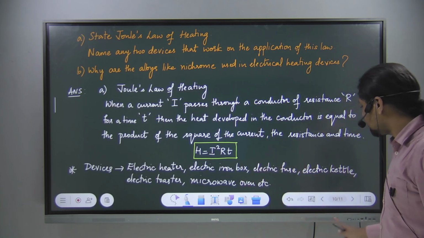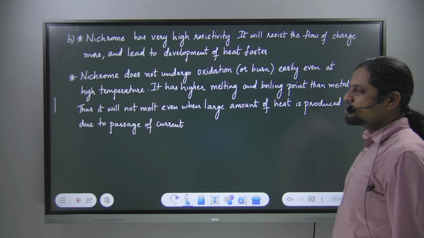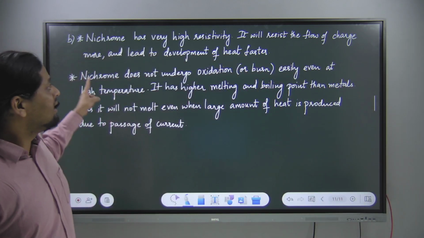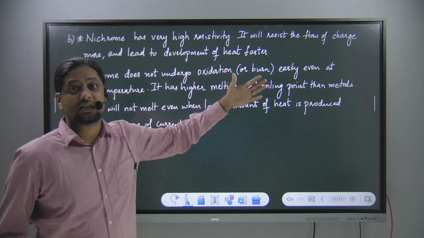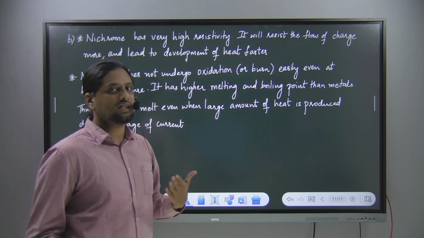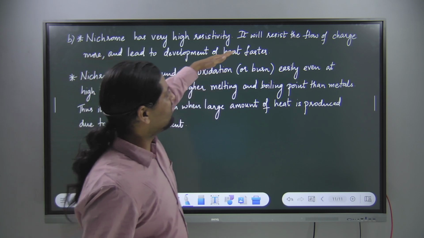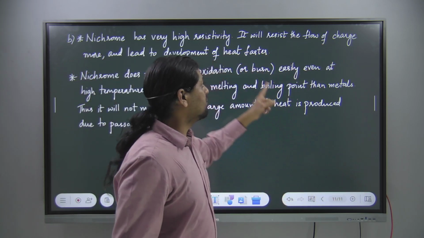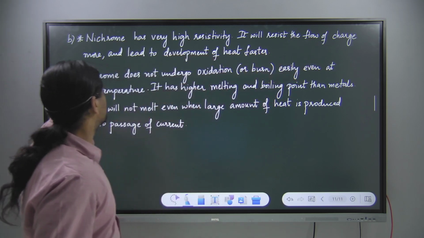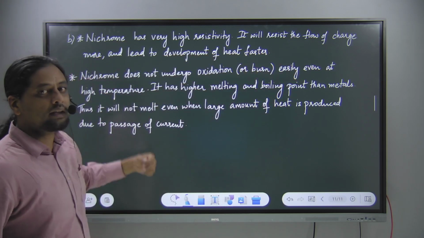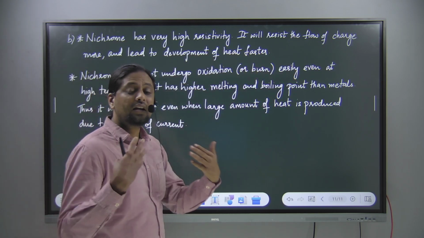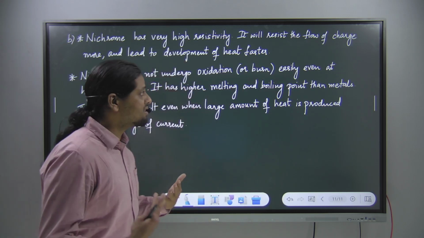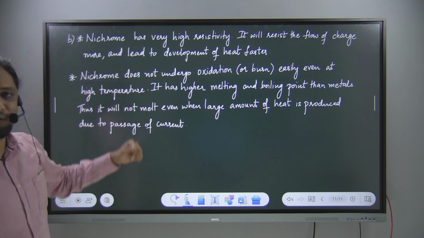ಇಂಥ ಡಿವೈಸಸ್ ಅಲ್ಲಿ ಯಾಕೆ ನಿಕ್ರೋಮ್ ಅಲಾಯನ್ನ ಯೂಸ್ ಮಾಡ್ತೀವಿ? ಫಸ್ಟ್ ಅಡ್ವಾಂಟೇಜ್ ಆಫ್ ನಿಕ್ರೋಮ್ ಇಸ್ ನಿಕ್ರೋಮ್ ಹ್ಯಾಸ್ ಹೈ ರೆಸಿಸ್ಟಿವಿಟಿ, ವೆರಿ ಹೈ ರೆಸಿಸ್ಟಿವಿಟಿ. ತುಂಬ ರೆಸಿಸ್ಟಿವಿಟಿ ಜಾಸ್ತಿ ಇರೋದ್ರಿಂದ ಏನಾಗುತ್ತೆ ಅಂದರೆ it will resist the flow of charges which is flowing through the nichrome. Since it is going to resist the flow of charges more and more, then what will happen? It will lead to the development of heat. Tumba bega heat generate ಆಗುತ್ತೆ because it is resisting the flow of charges. That is the first advantage.